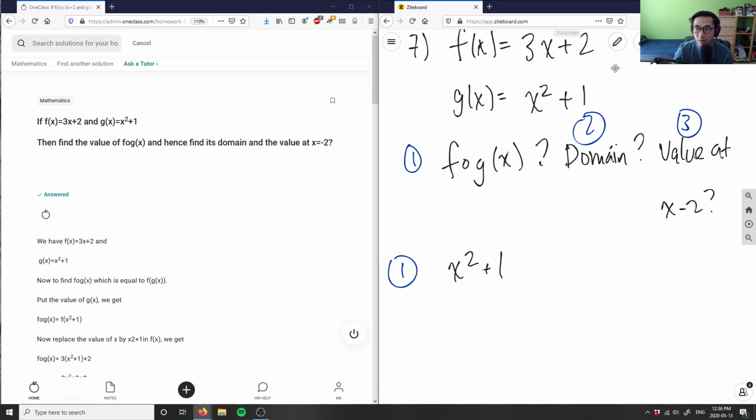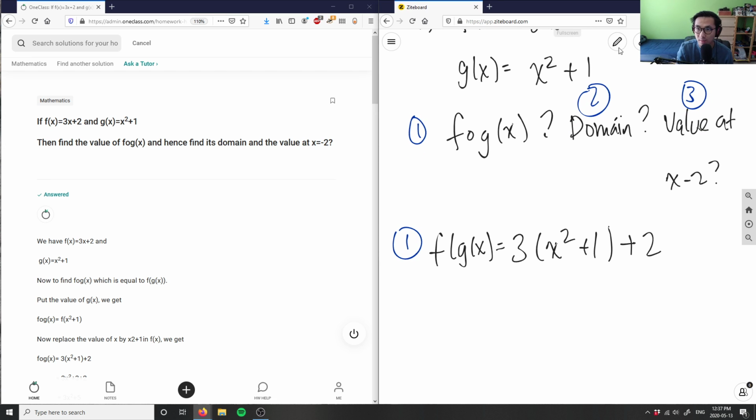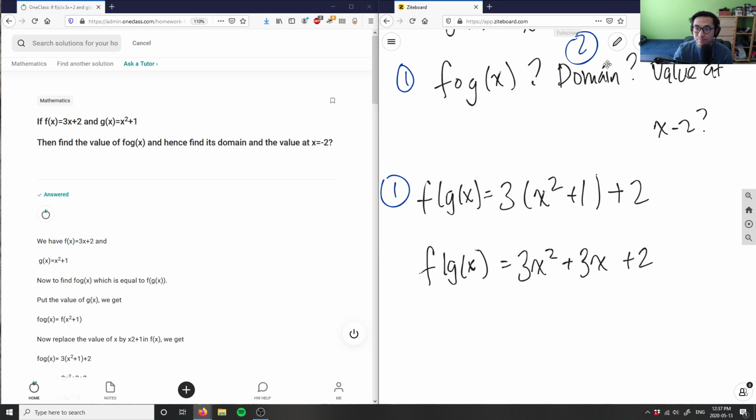Actually, let me erase this here. So I have f of x, and I'm going to sub my g of x in for x. So I have 3 times, and this x is going to be x squared plus 1, and this is plus 2 here. So this here is my f of g of x, the composite function that I'm looking for. I'm just going to clean this up, so f of g of x is going to equal, I could use FOIL again, 3x squared plus 3x plus 2.